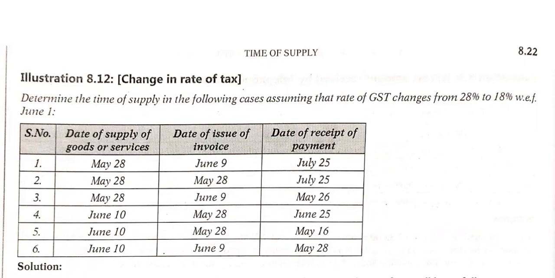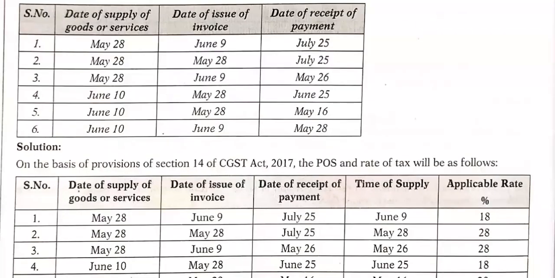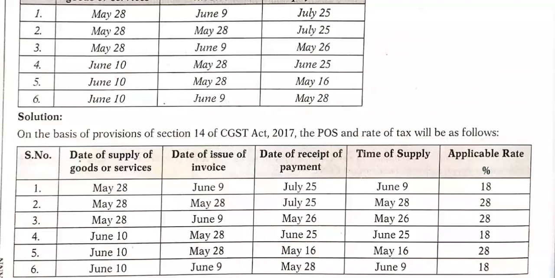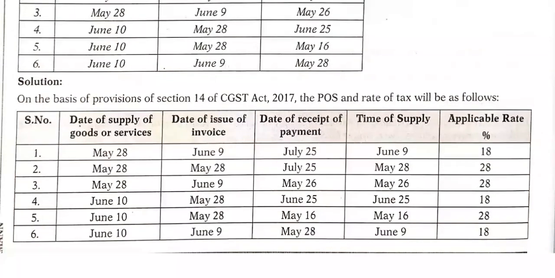So likewise, there are 6 cases. Let us see them based on the provisions of section 14 of the CGST Act 2017. In the first case, the date of supply is May 28, date of issue of invoice is June 9, date of receipt of payment is June 25. So the time of supply here is the earlier of the date of issue of invoice and the date of receipt of payment, that is June 9.